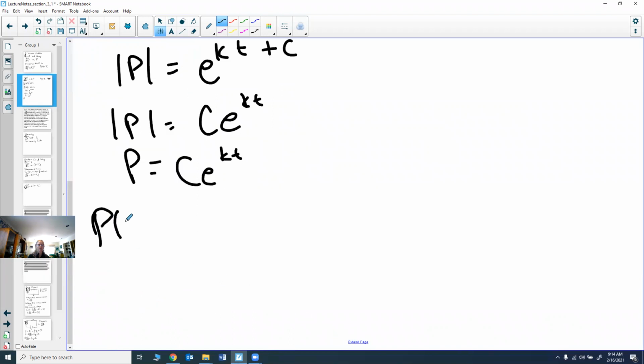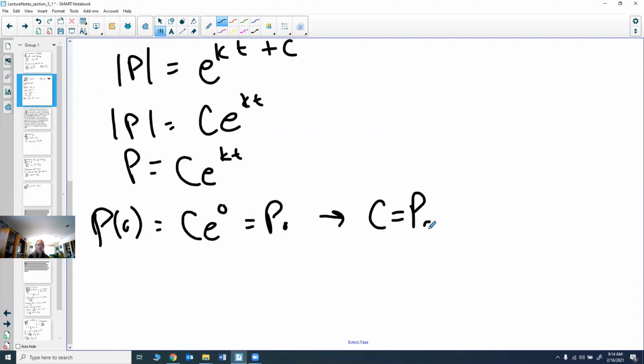Again, we have that initial condition. So P of 0 would be C e to the 0, which is equal to P0, and that implies that C equals P0. So P of t is equal to P0 e to the kt, because we now know C is equal to P0. This is an equation that you dealt with in algebra all the time. We now know where it comes from, and it allows us to see how they relate and where the equation came from.